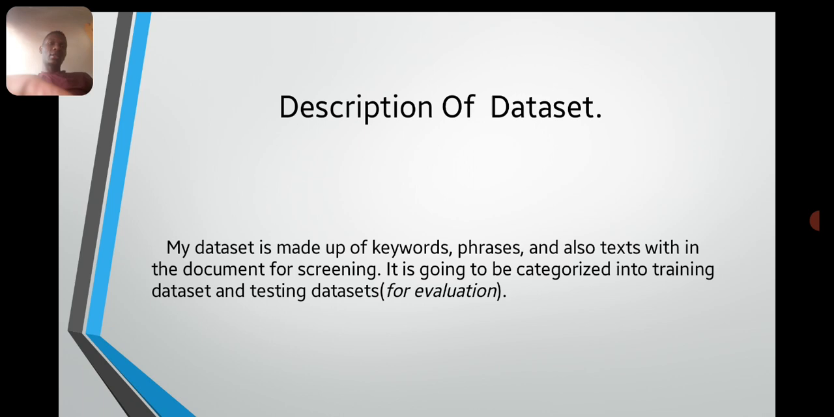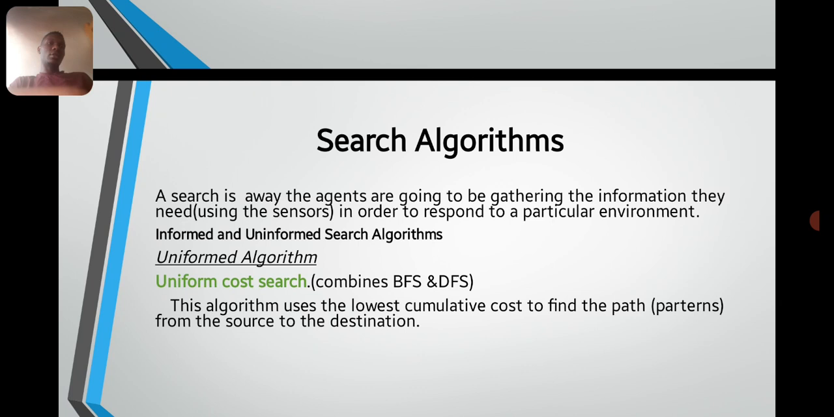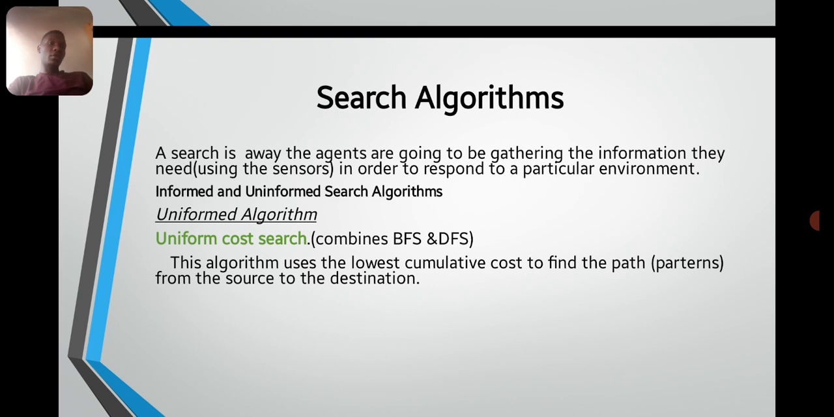And finally, the accountability. Such algorithms. An algorithm is the way an agent is going to gather the information it needs using its sensors in order to respond to a particular environment using its effectors. And there are two types. You have the uninformed search and informed search algorithms. The uninformed search algorithms are basically three. We have depth first, breadth first, and uniform cost. But uniform cost combines the two, and you find that it's way better, though it is uninformed. It's way better than breadth first and depth first.